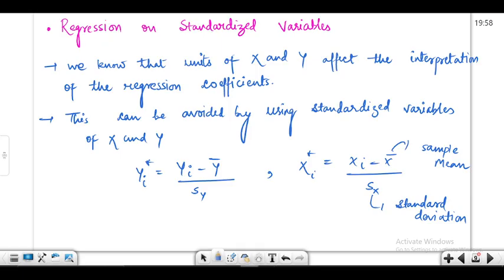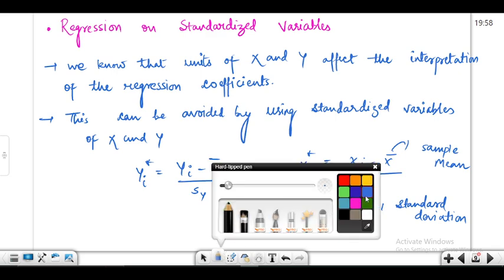Hello everyone, welcome back. Today the topic of our discussion would be regression on standardized variables. So we'll see what this means.